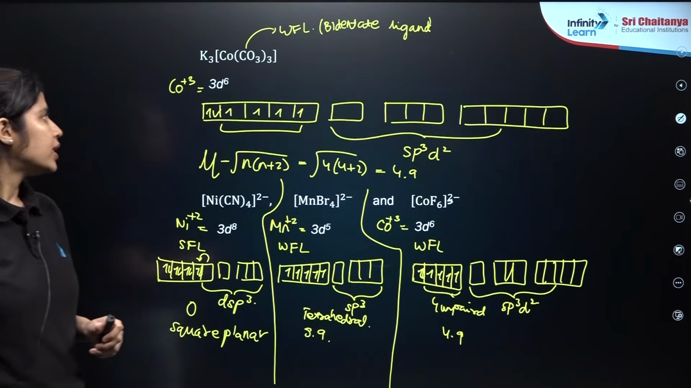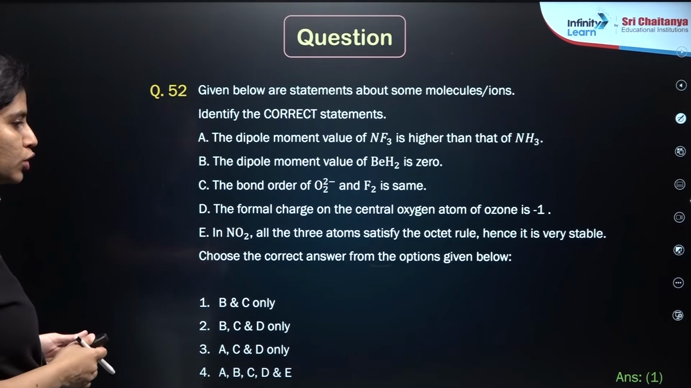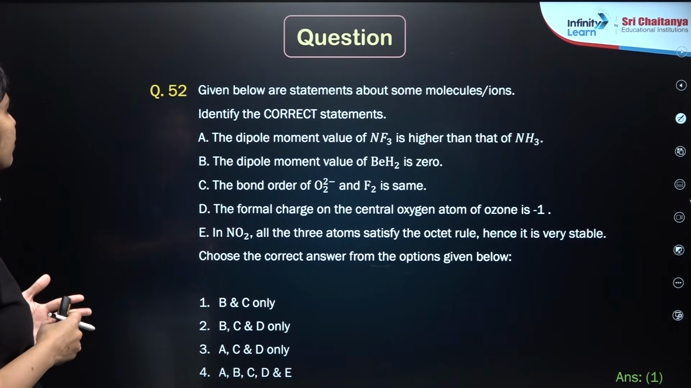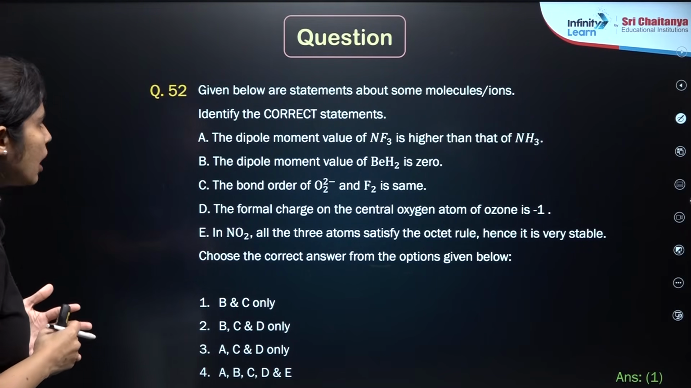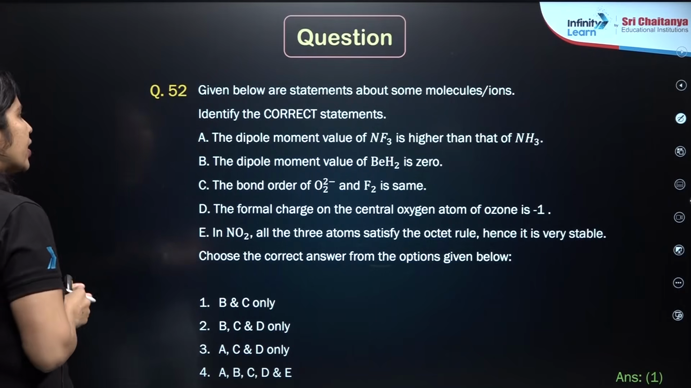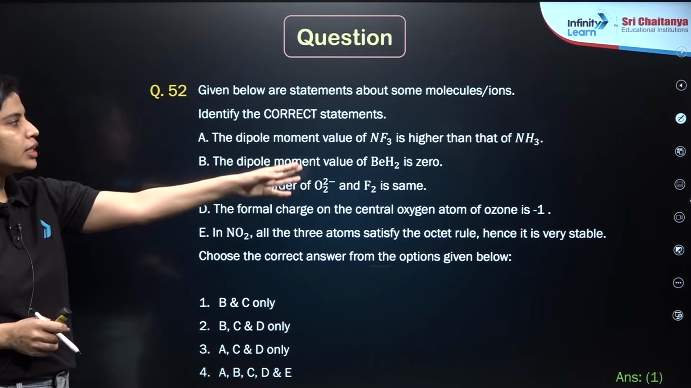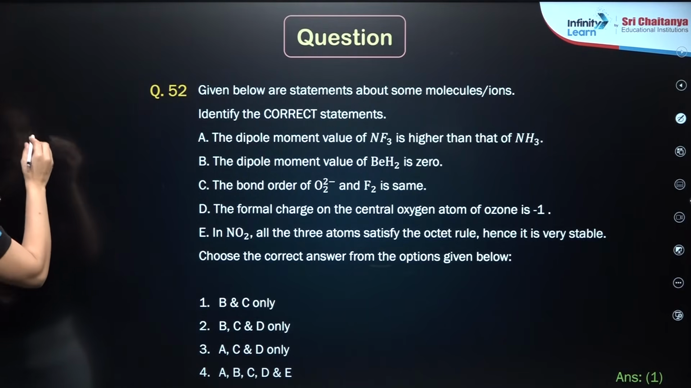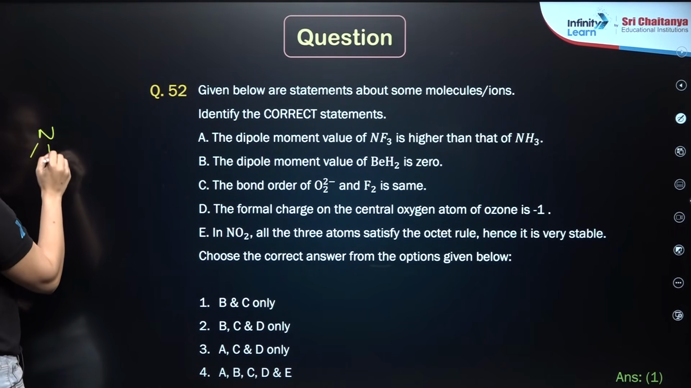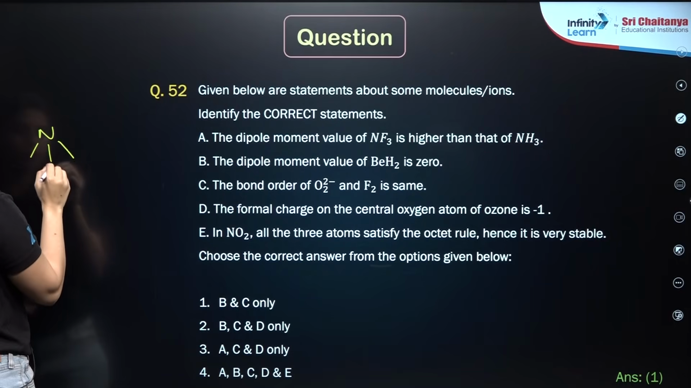Okay. So let's look at the next question, question number 52. Given below are statements about some molecules and ions. Identify the correct statement. First of all, the dipole moment of NF3 is higher than that of NH3. So let us write down the structure over here. Both of them definitely are going to be pyramidal itself.